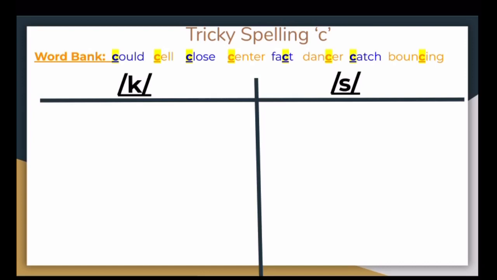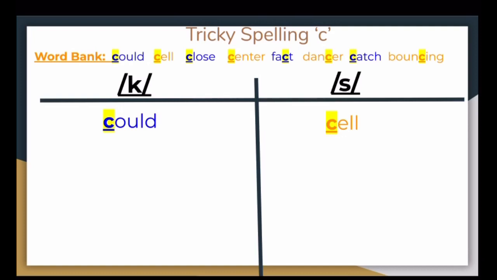Where does could go on the chart? You're going to touch your nose for the K sound or the S sound. Right, if you're touching your nose, ding, ding, ding, you're correct. Where does the word sell go? If it sounds like a K, you're touching your nose, and if it sounds like a S, you're touching your head. Ding, ding, ding. If you said sell makes the S sound and you're touching your head, you're correct.